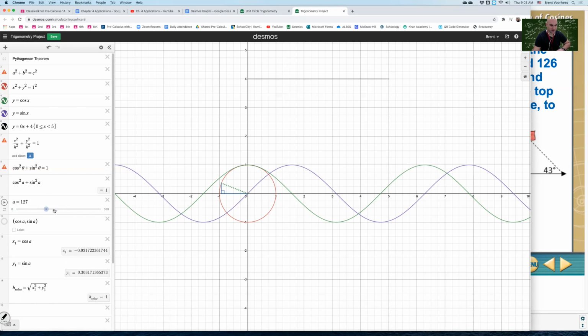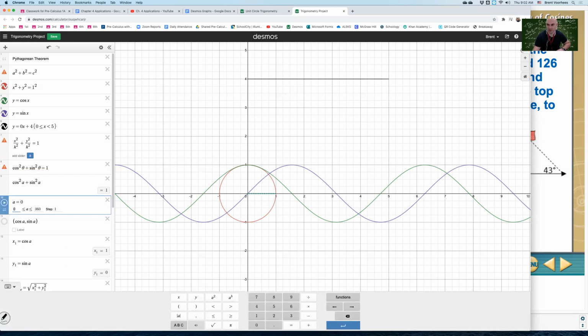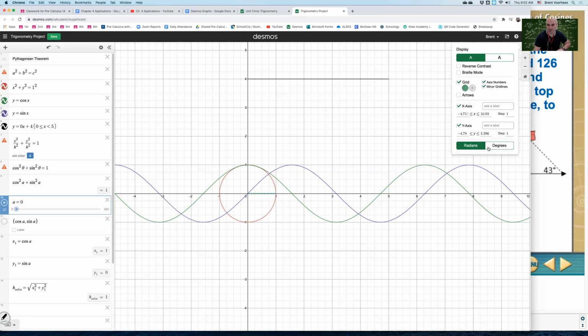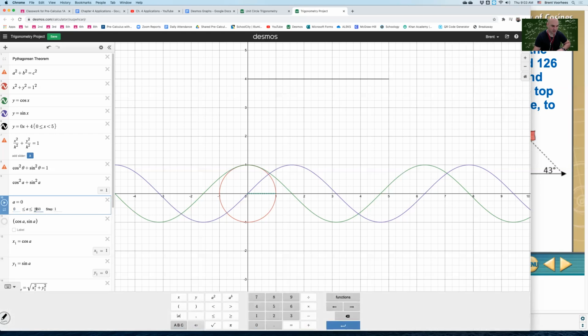Whoa, way too fast. Way too fast. Let me go to speed and I'm going to slow it down. Okay. Still way too fast. I don't know why that's going so fast. Oh, it's because I changed it to radians. I forgot. Remember how I went over here to my settings and I changed it to radians? Since I changed this to radians, I'm going to change my angle from 0 to 360 to 0 to 2 pi. So just like that.